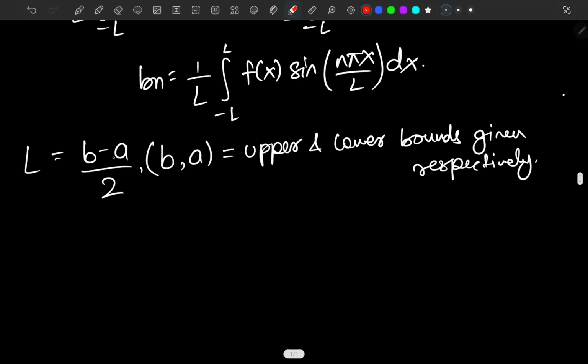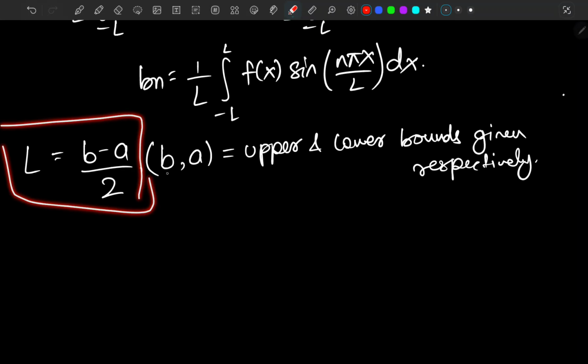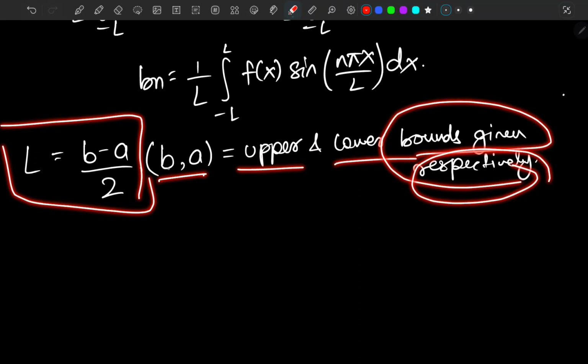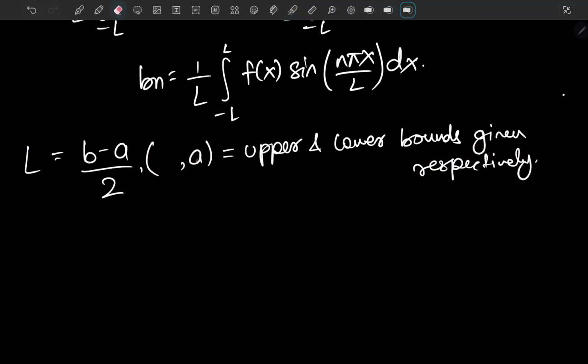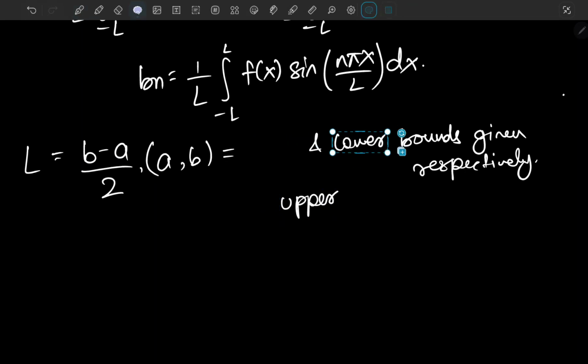And l is b minus a over 2, and b and a are the upper and lower bounds given respectively. So b is your upper bound and a is your lower bound, or I would say that this is quite wrong, I should just switch up the order: a, b, lower and upper bounds. Yeah, now it sounds good.